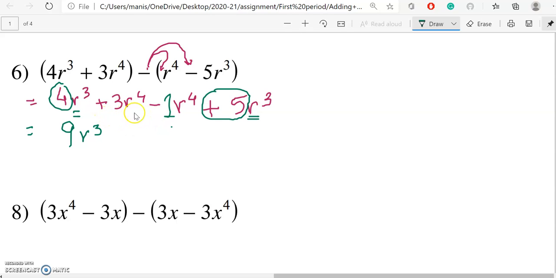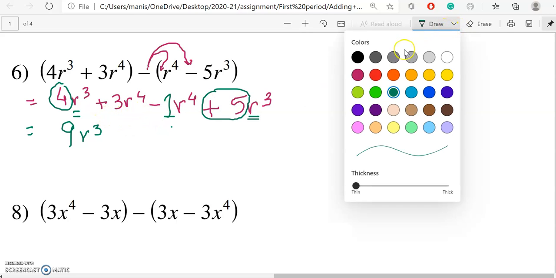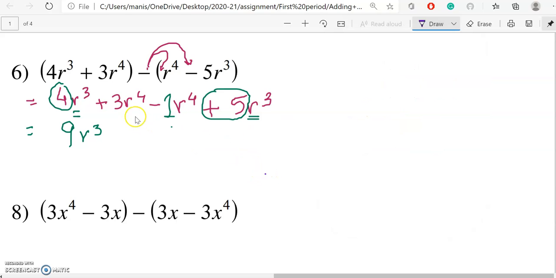Now let's look at this part over here. Let me change my color again. This time I will change it to purple. Alright. So this is your r to the power 4, r to the power 4. So you will bring this r to the power 4. This is your like term. Now 3 minus 1 will give you 2. Now you can write it like this. This positive 3, so you can put the plus sign over here.